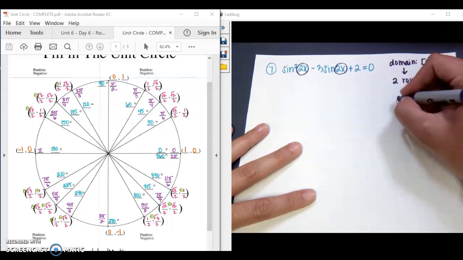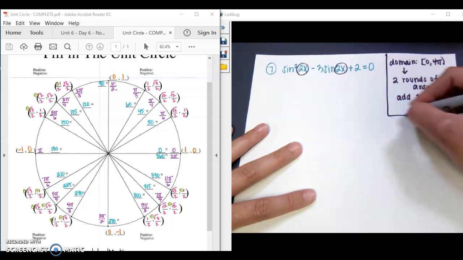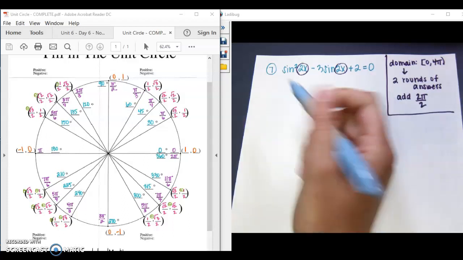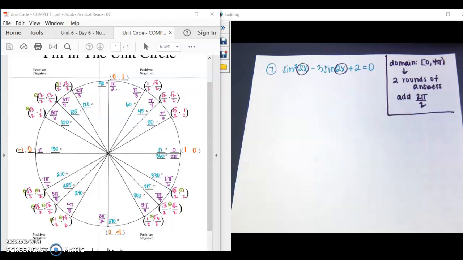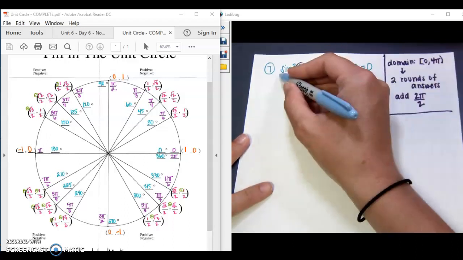And because we're going to have 2 rounds of answers, to get the second round, we're going to have to add 2 pi, because that's the whole circle, over 2. So when we get to the part where we need our next rounds, that information will come in handy. So these are already in descending order, and they're all in terms of sine, so you don't have to do any changing of trig functions. So you can do factoring. We can do easy factoring here, so there's not a number out front.